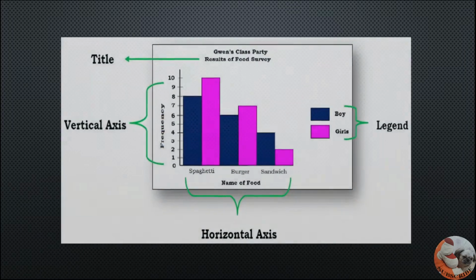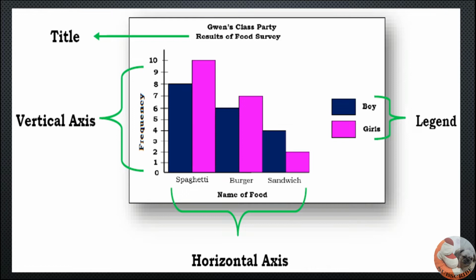Here is another example of a bar graph. You can see this part is called the title. This is the vertical axis. This is the horizontal axis. And this time it has a legend. This is a double vertical bar graph.